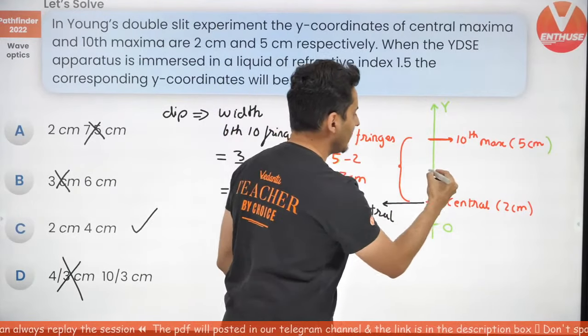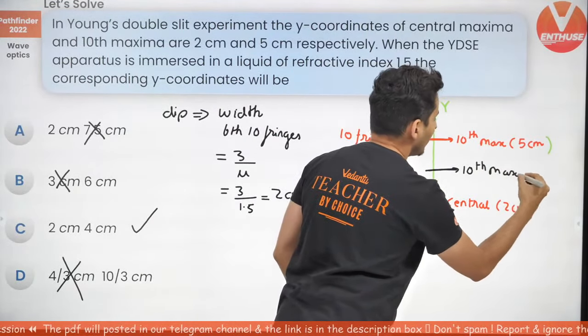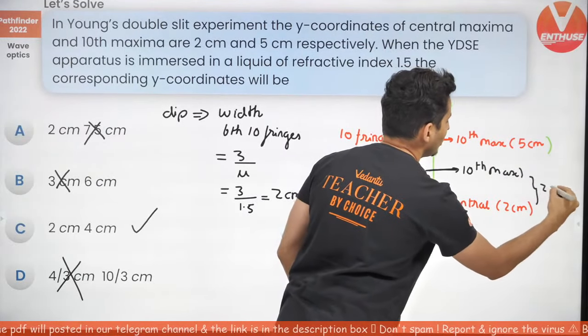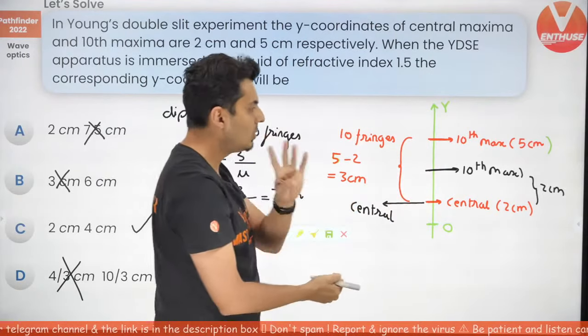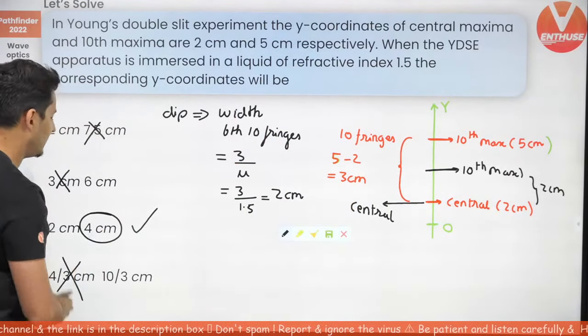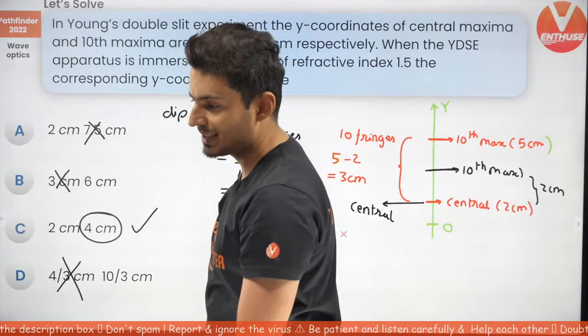So you are going to get the new 10th maxima at a distance of 2 centimeters from here. But from the origin, it will be 2 plus 2. That's why the answer is 4 centimeters. This 2 plus this 2 will be 4. Okay, I hope that is clear.